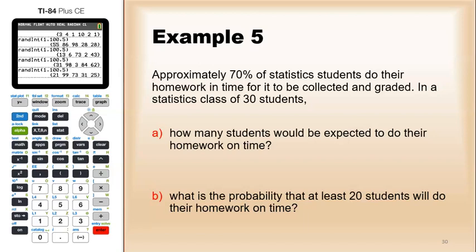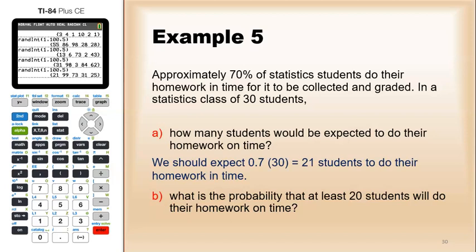All right, try one more. Approximately 70% of statistics students do their homework on time for it to be collected and graded. In a statistics class of 30 students, how many students would be expected to do their homework on time? Well, if you think about it, if you want to figure out 70% of 30, you just multiply those together. So we should expect 0.7 times 30, or 21 students to do their homework on time. What is the probability that at least 20 students will do their homework on time?